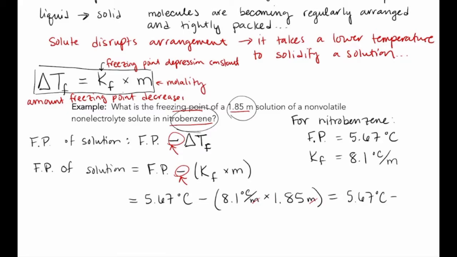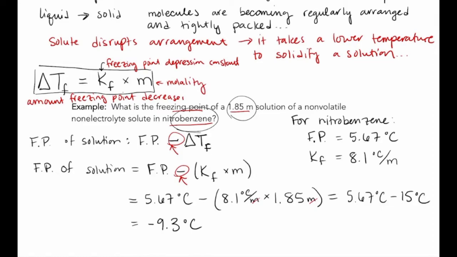Minus times 1.85. So sig figs, there'd be two significant figures on that, which would be 15. Minus 15 degrees Celsius. Dang, that's a lot. And then, so that would equal 5.67 minus 15 equals negative 9.3 degrees Celsius. So the new freezing point of this nitrobenzene solution is negative 9.3.